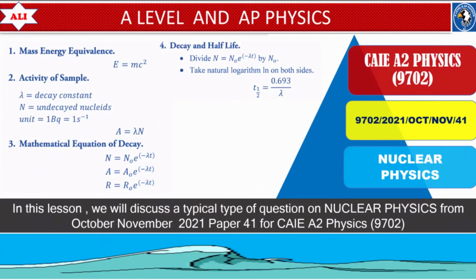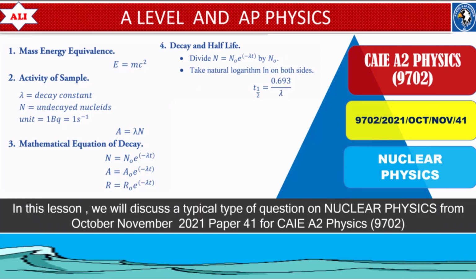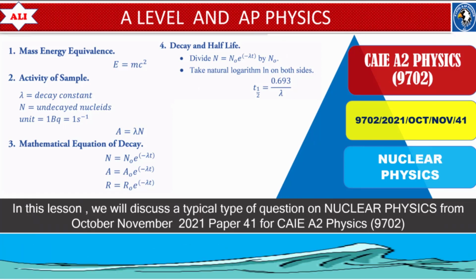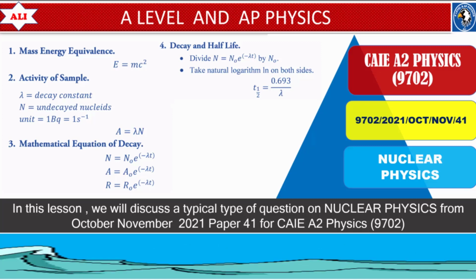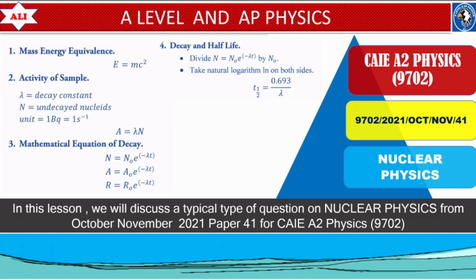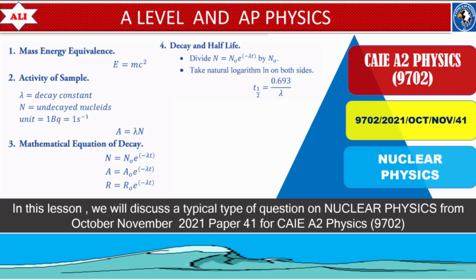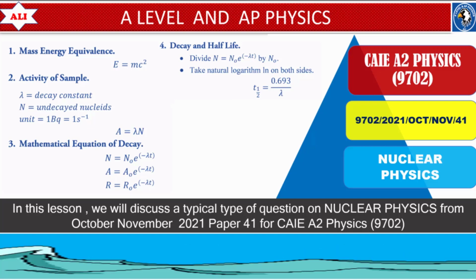Welcome to A-Level and AP Physics. In today's lesson, we will discuss an important past paper question on nuclear physics from October-November 2021, Paper 4, Variant 1. In this question, we will discuss how to define the radioactive decay constant, and also how to calculate the radioactive decay constant for any given sample.